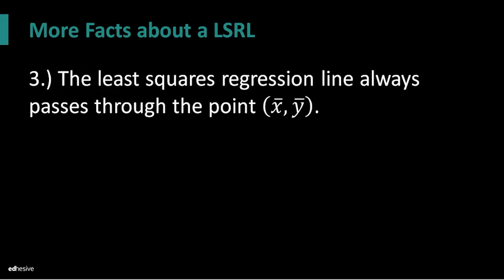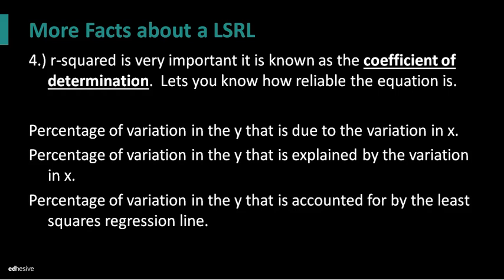All right, more facts. The least squares regression line always passes through the point x bar, y bar. Remember that the formula to find the y-intercept, whether you call it a or b sub 0, is the average y minus the slope times the average x. And because you use the average x and the average y to build the y-intercept, your line naturally will go through the point average x comma average y. Kind of neat. All right, now the next idea we're going to talk about is r squared.